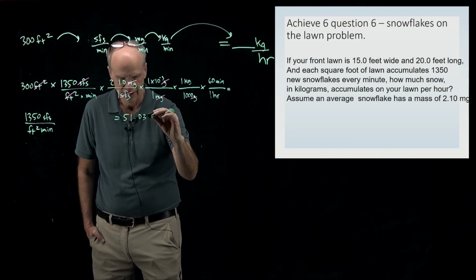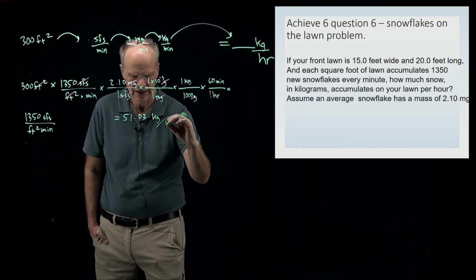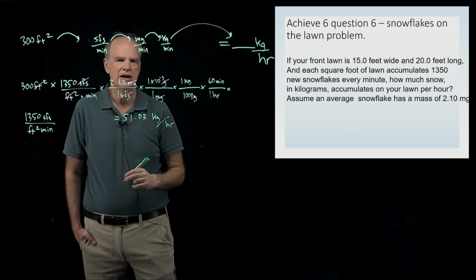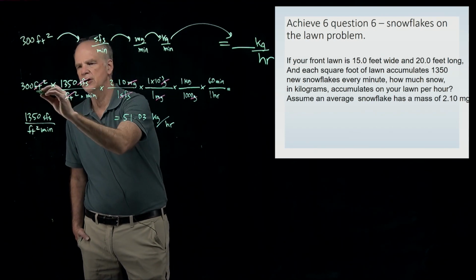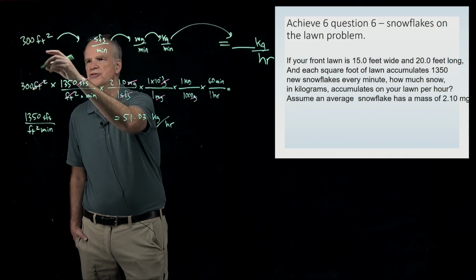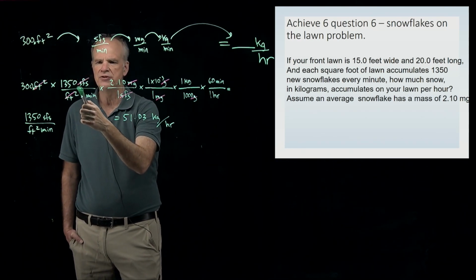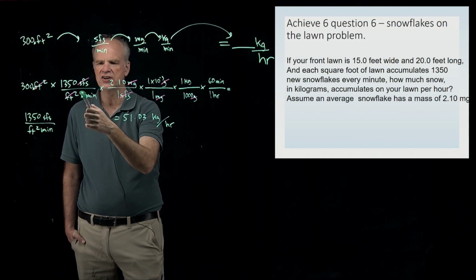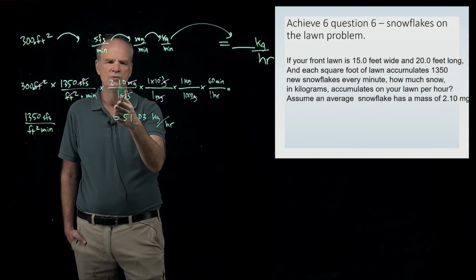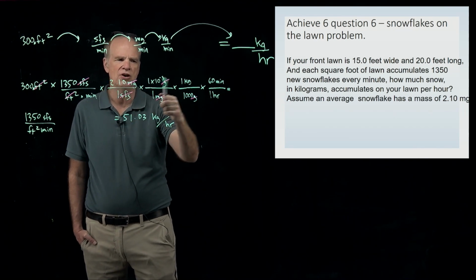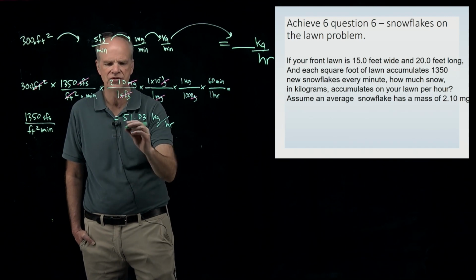And so when I did this earlier, I got on my calculator 51.03 kilograms per hour. Now, this is probably going to be rounded to 3 significant figures. Here, 300 feet was 3 significant figures, as I explained earlier. 1,350 snowflakes per feet squared per minute is 3 significant figures. 2.10 milligrams is 3 significant figures, and then all the rest are exact numbers, and so this answer should be limited to 3 sig figs.